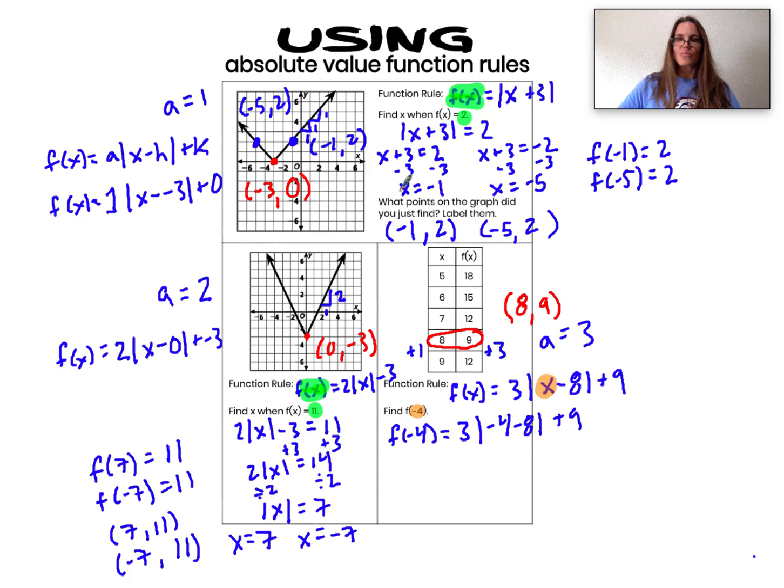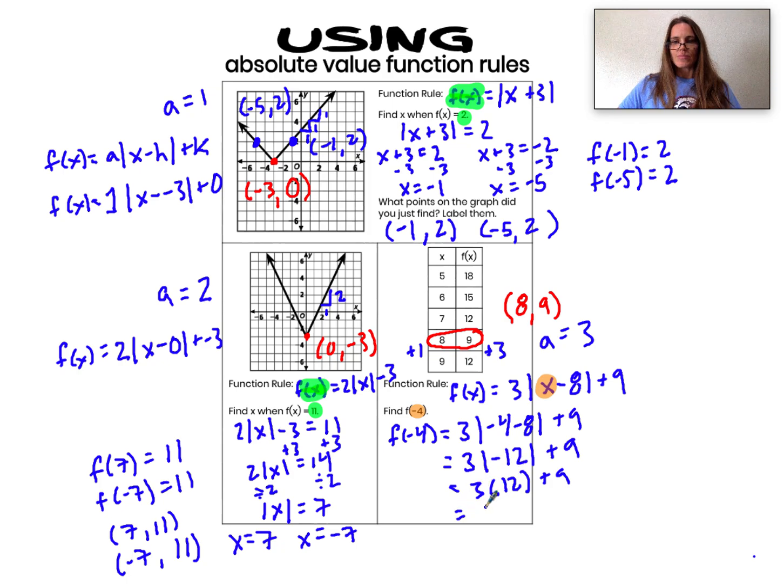In my first two examples, I was given an opportunity to practice solving an absolute value equation. Now I'm being given the opportunity to evaluate an absolute value function, in this case the expression on the right-hand side of my function. Okay, 3 times the absolute value of negative 4 minus 8, the absolute value of negative 12, plus 9. Next, I find the absolute value of negative 12. That is positive 12. And I add 9.